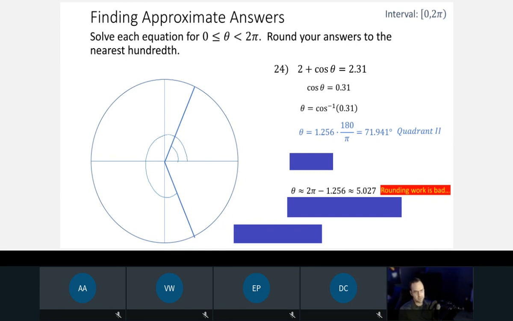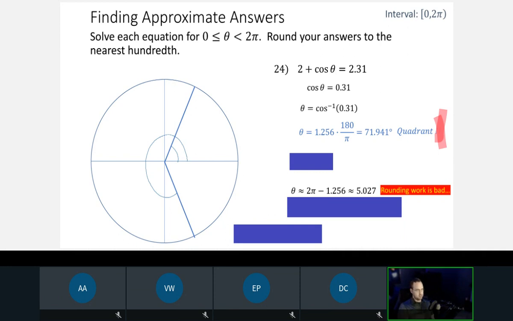Oh, I put quadrant 2. Why did I do that? Yeah, it's a typo. That's quadrant 1. Won't my pen work? Oh, it's white. Okay. That should be a 1.